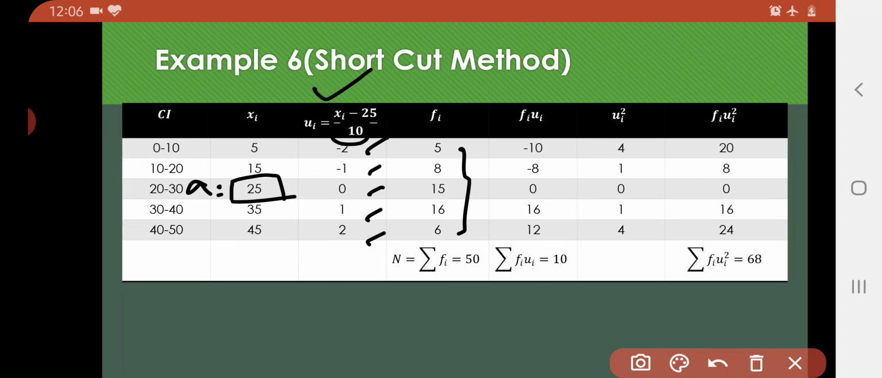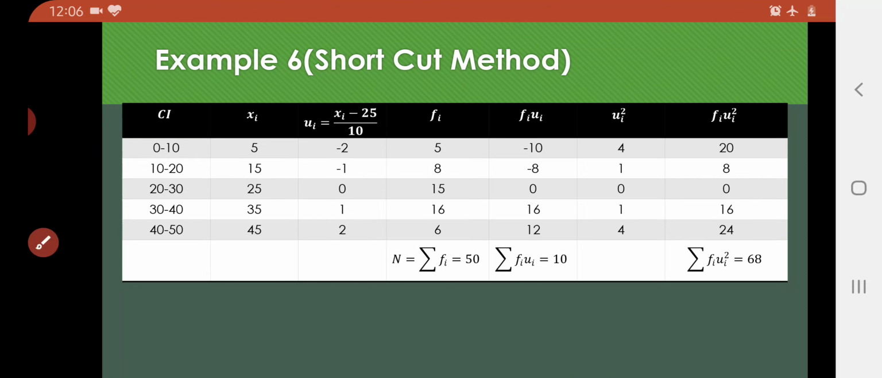Add it up. So add up all the frequencies, this is your total number of observations. Add up fi ui, and this column is done. Now you see, till now no calculator required. ui square, obviously 4, 1, 0, 1, 4, and then multiplied with fi, so 20, 8, 0, 16, 24. You add up, you get 68. So you can finish off this table much faster than the previous table, even using a calculator. So using a calculator is absolutely immaterial if you use this method.